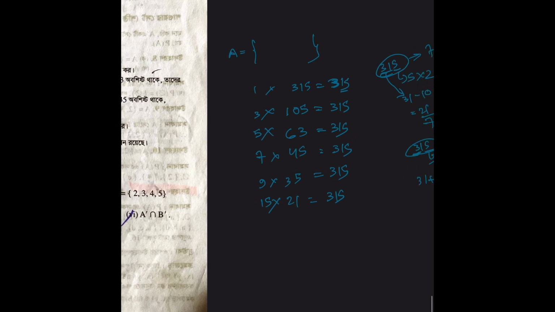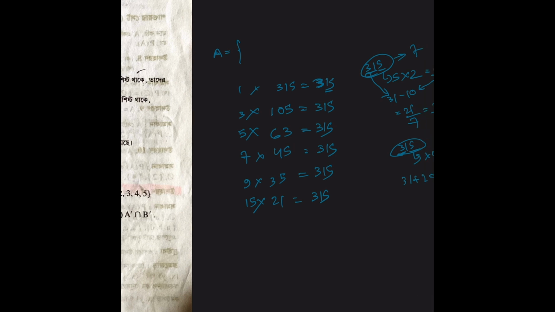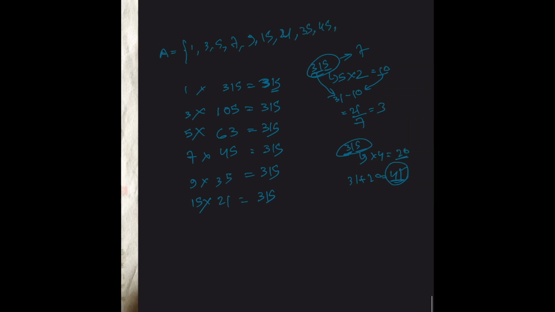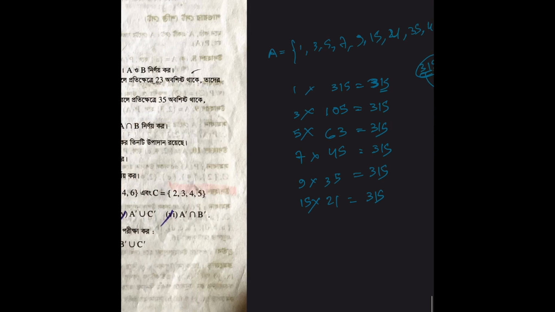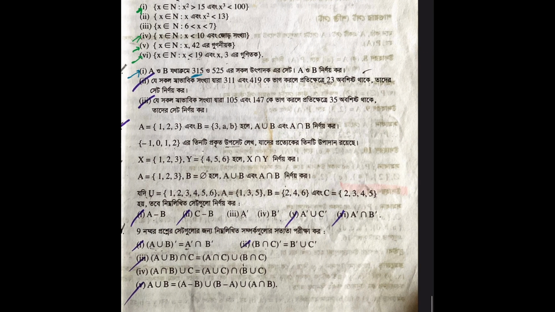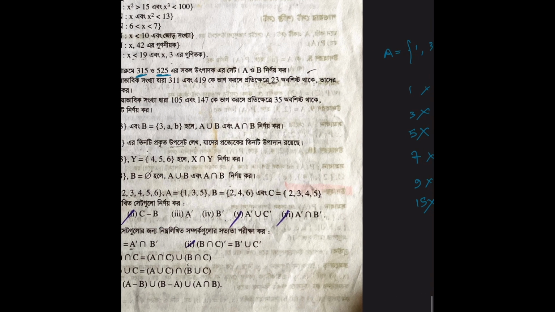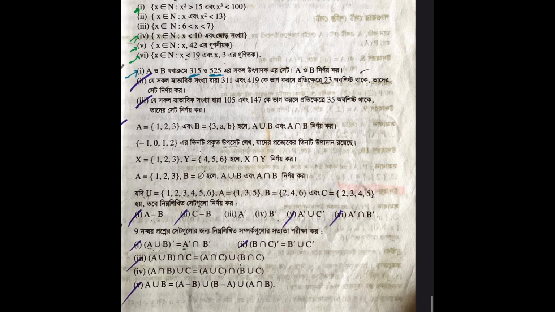So from here, we can write the set of factors of 315, that is A is equal to 1, 3, 5, 7, 9, 15, 21, 35, 45, 63, 105, 315. So we can calculate all the factors of 512 and write down the set B.